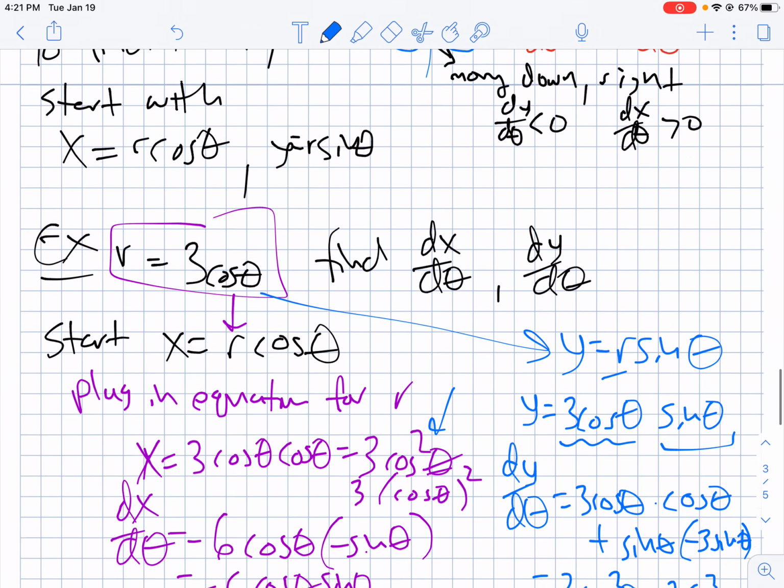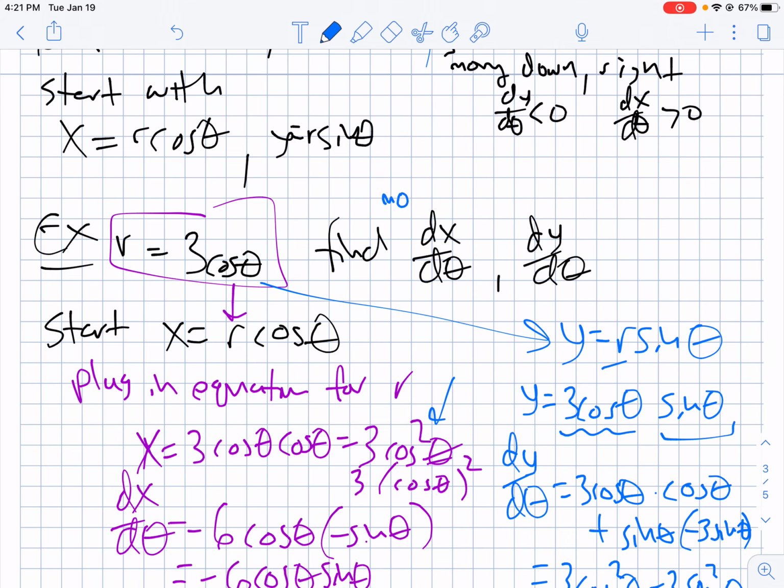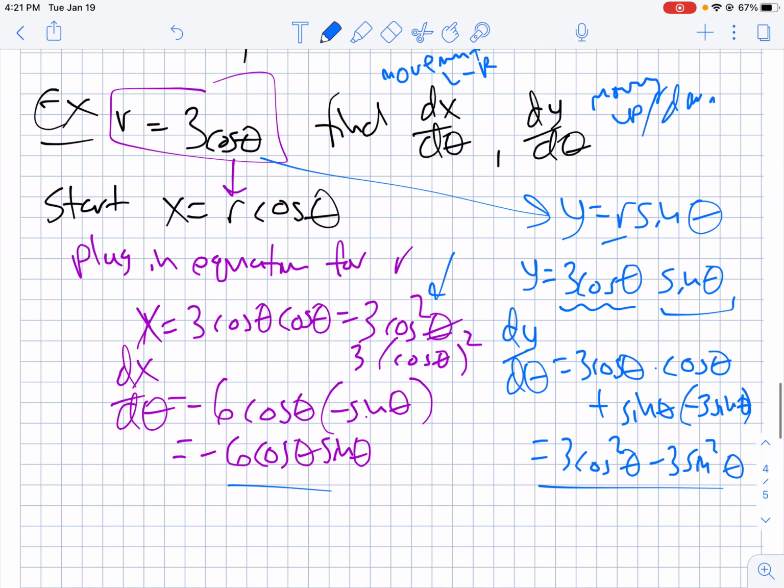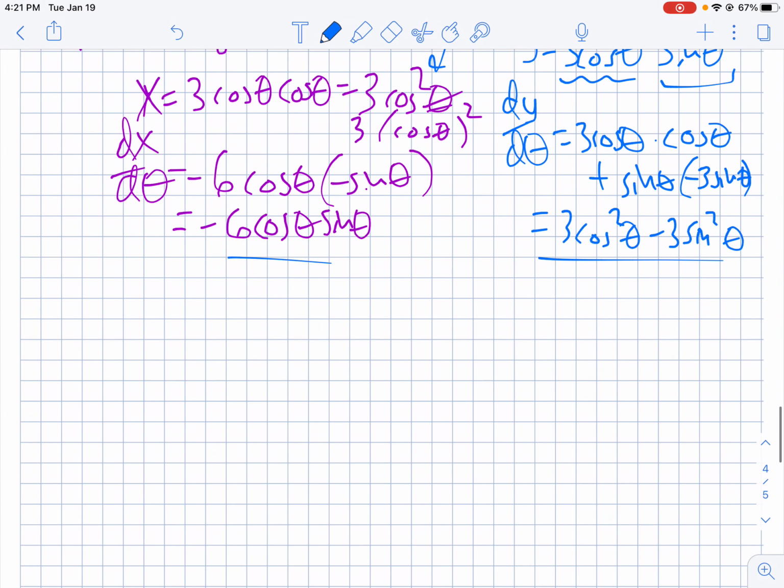And that's what they represent. They just represent whether we are moving to the left or to the right. So this is movement on the left-right axis, and then the dy d theta just asks whether you're moving up or down. Okay, now the next thing we want to talk about is slope.